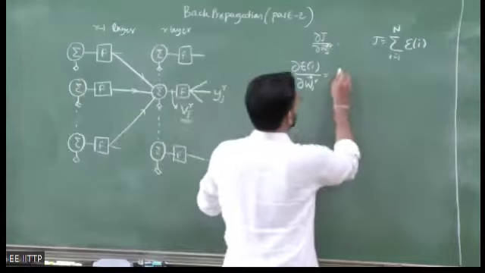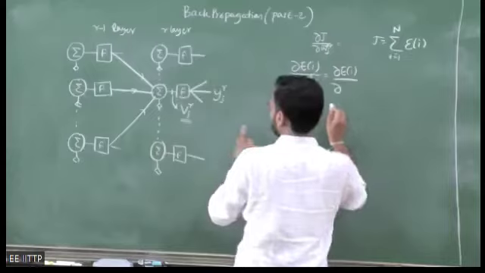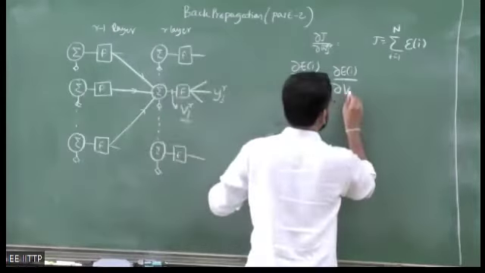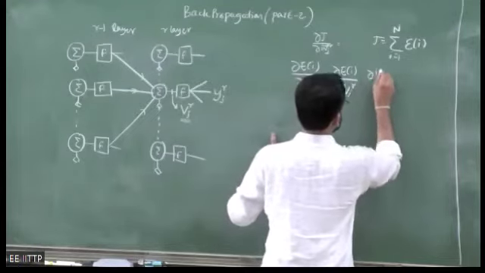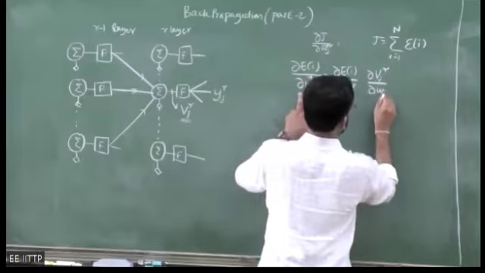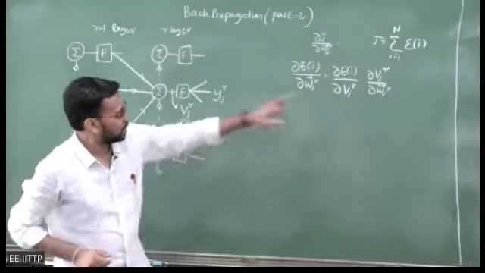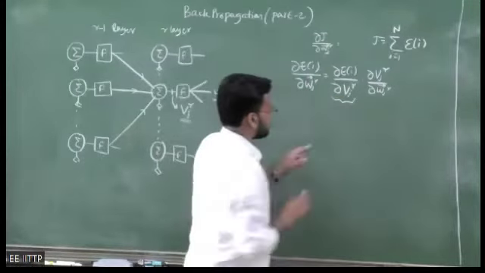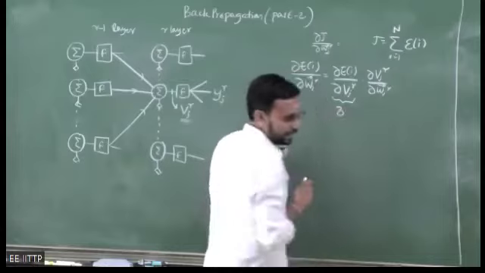So that's why this has been written as dou E of I by dou V J R, the rth layer, jth neuron, into dou V J R by dou W J R bar. That's the clever thing that we did. Then the first term still has to be figured out, not a straightforward thing. We have not yet done that.